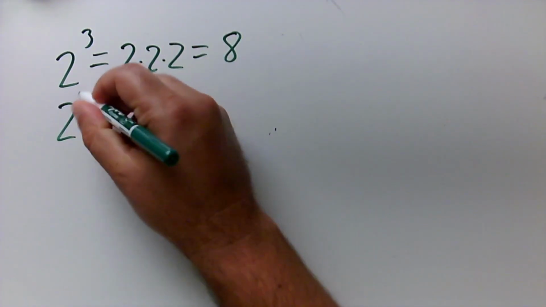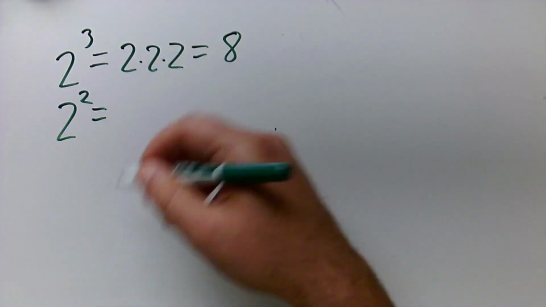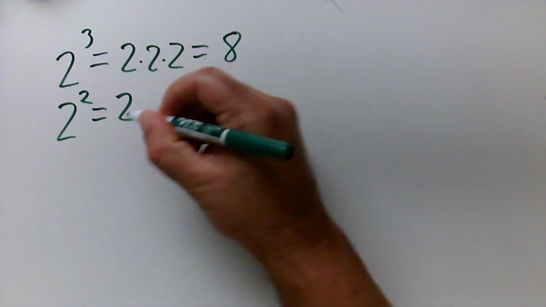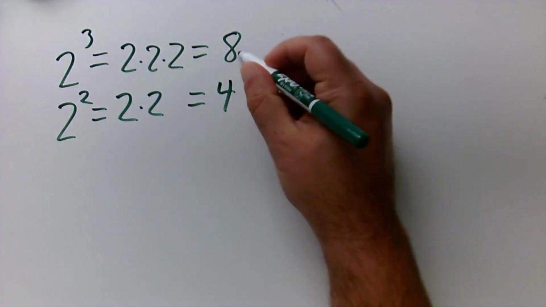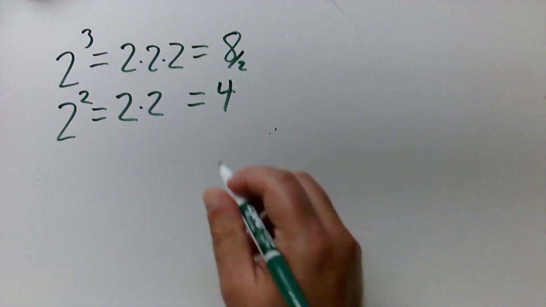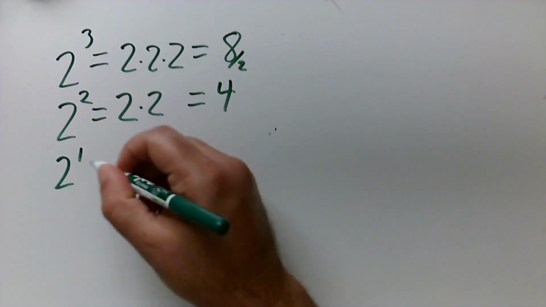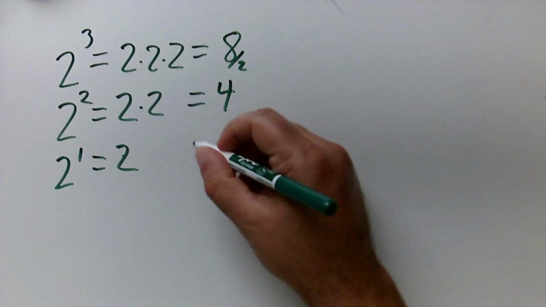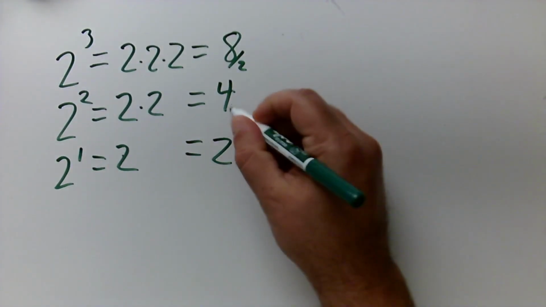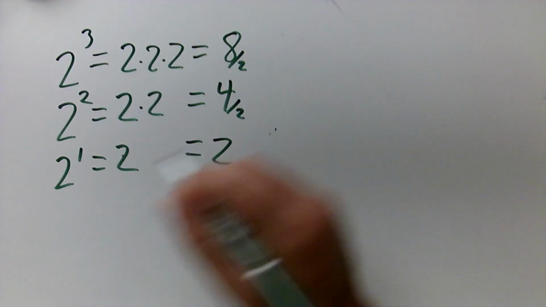Let's do 2 to the second power. 2 times 2 is equal to 4, or 8 divided by 2. 2 to the first power is just 2 by itself, which is equal to 2, or 4 divided by 2.